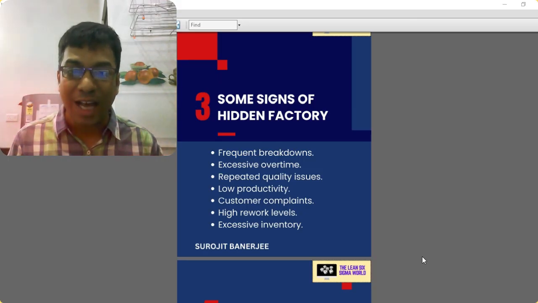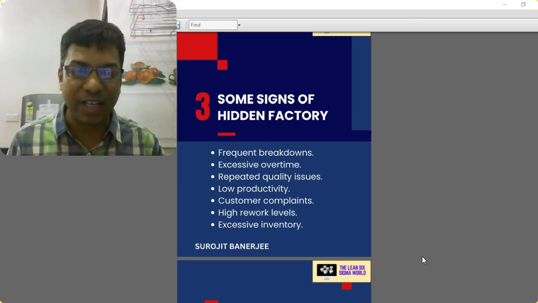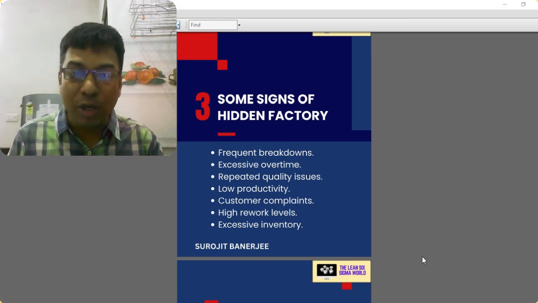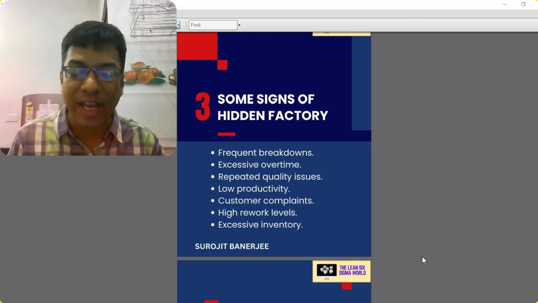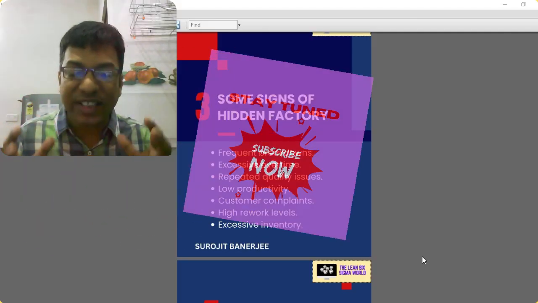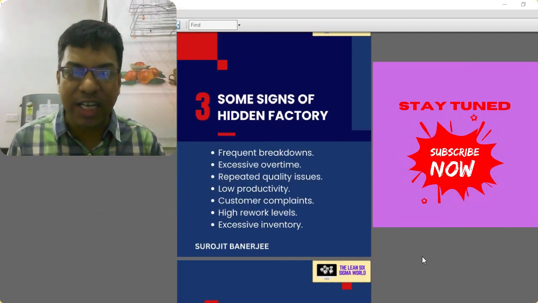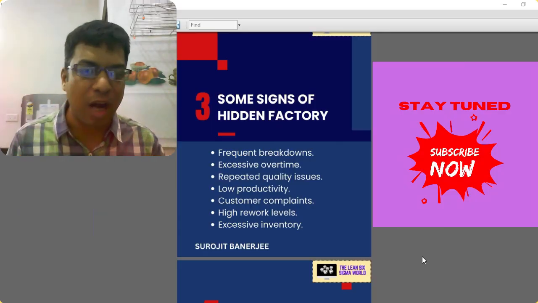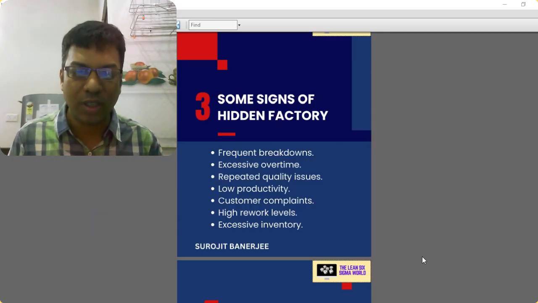All these things are the signs of hidden factory inside your department, but you normally ignore these things. And that's why it affects the performance, the quality, and the availability of your machines and the department. So the OEE score basically drops. That's why you need to focus on the OEE.